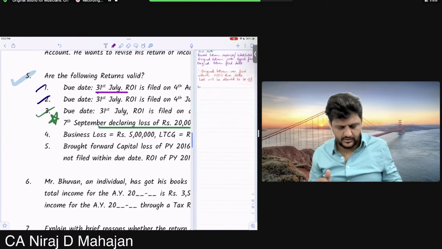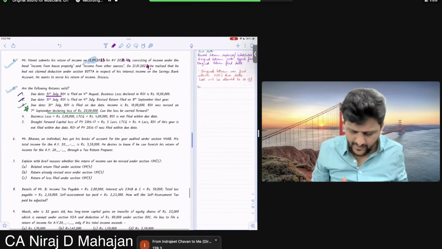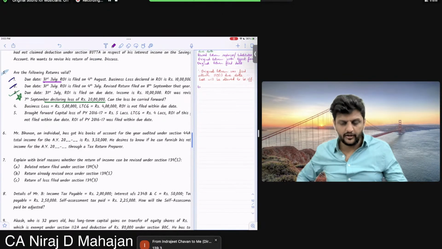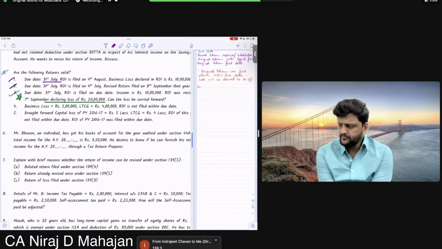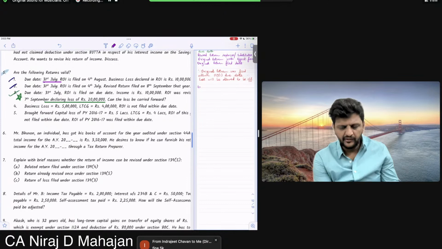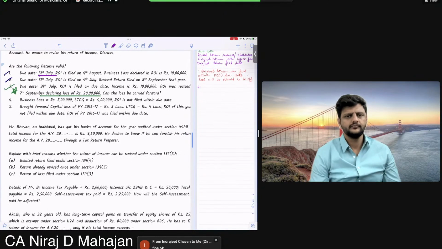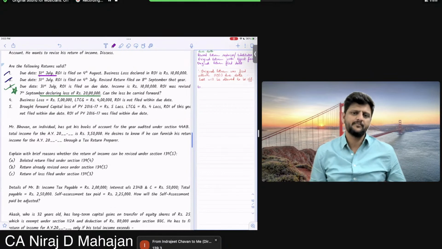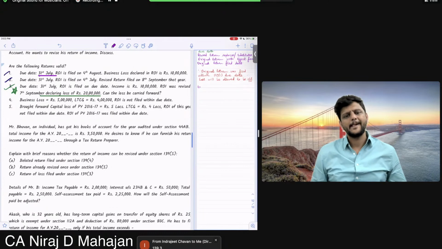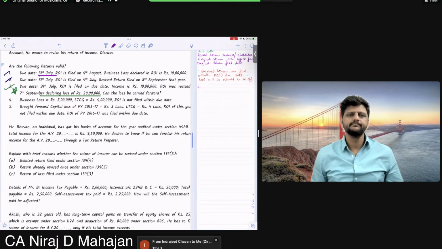Business loss is 5 lakhs. LTCG gain is 4 lakhs. And ROI is not filed within due date. Fine is 5,000 rupees, under 139 as is, gross 5,000 rupees fine. Okay, what is it? How much of the loss can we not carry forward? How much of the loss can we not carry forward?